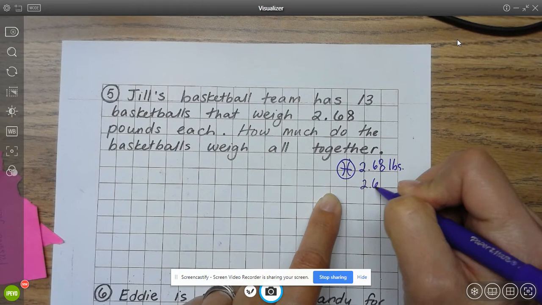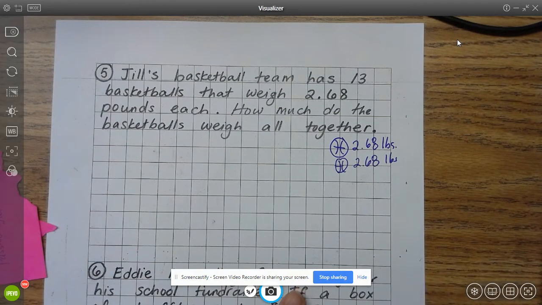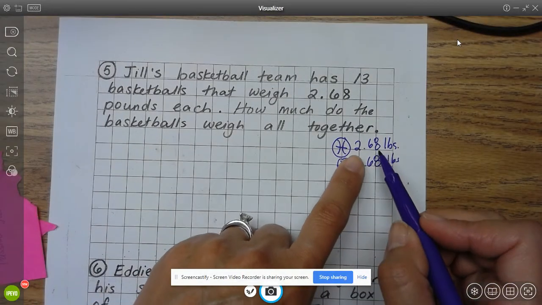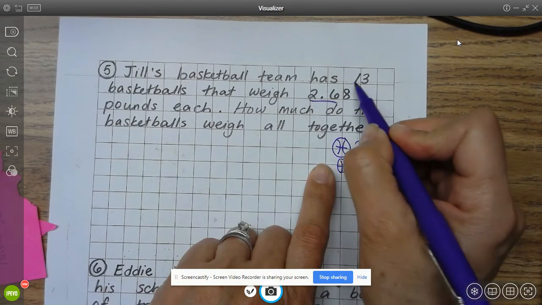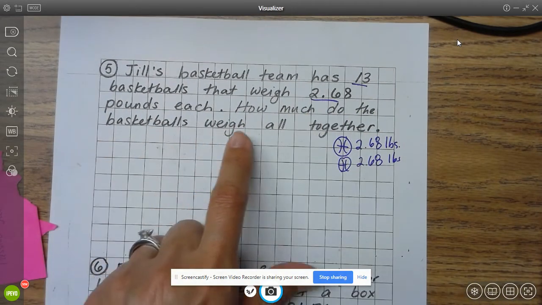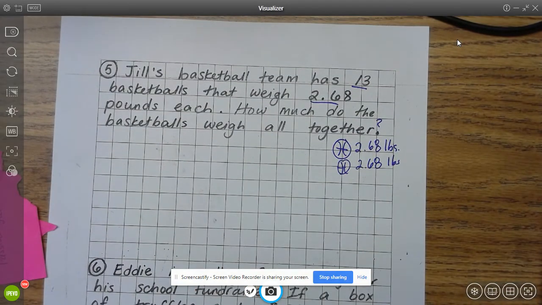But do I want to do that? Do I want to do this 13 times? I can still get the same answer, but it's going to take me a long time. What's a faster way to do that? Well, multiplying, of course. There are my two numbers. The question is, how much do the basketballs weigh all together?